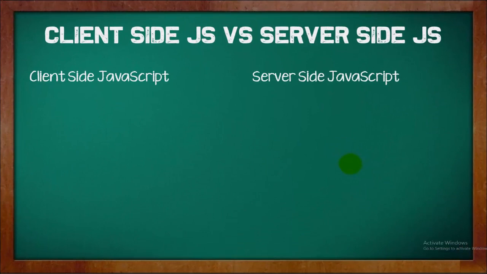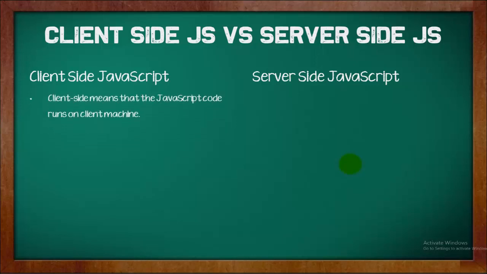So now, as I already said in my previous slide, we will concentrate on what is client-side JavaScript and what is server-side JavaScript. First, to start with, what is client-side JavaScript? Client-side means that the JavaScript code runs on the client machine, that is, in my machine, in my local computer. If I execute a JavaScript program in my own computer, that is client-side JavaScript. Whereas server-side means the JavaScript code runs directly on the server without running on my client.